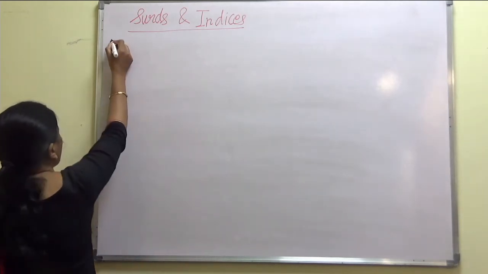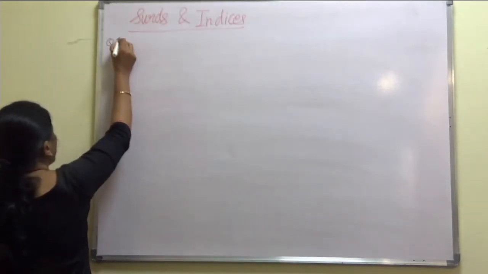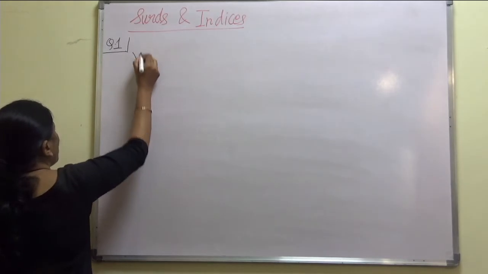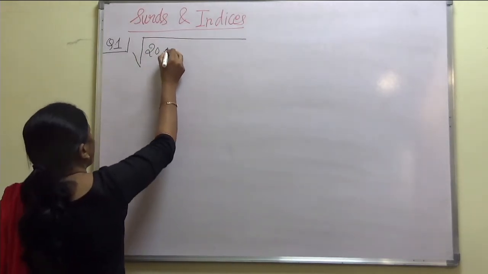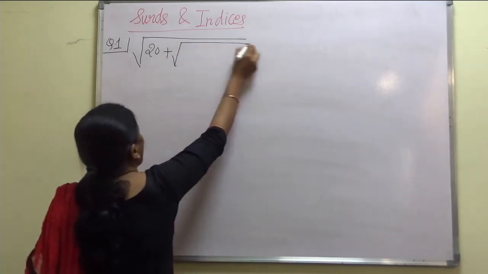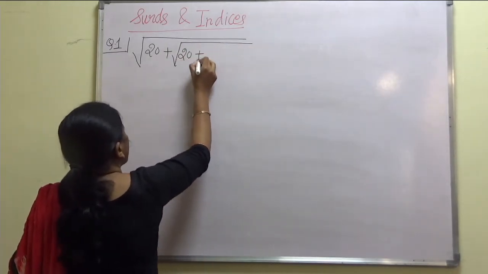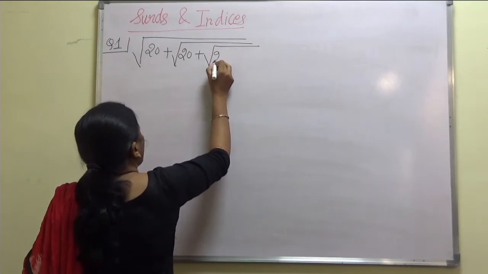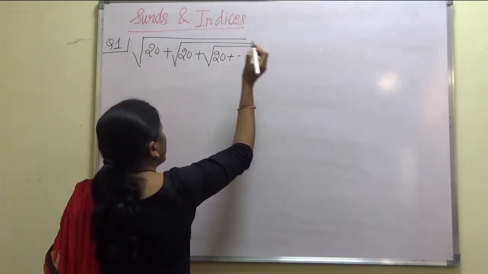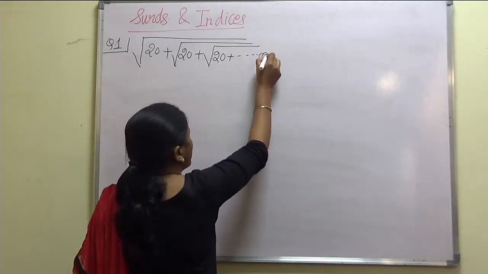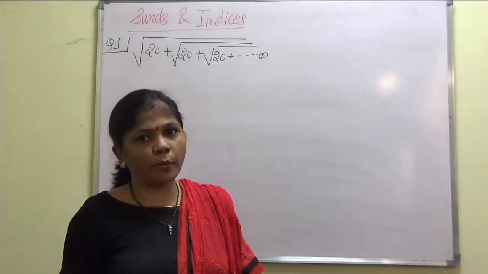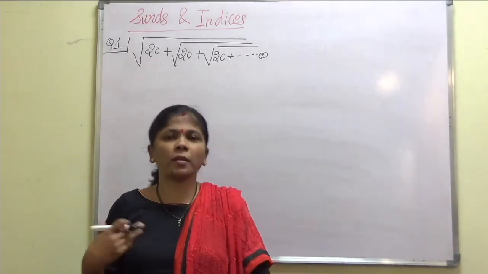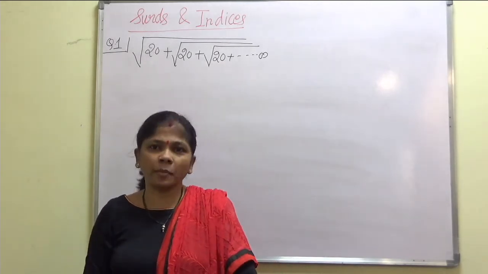So let us begin with the first problem. Suppose we have a problem of the form: square root of 20 plus square root of 20 plus square root of 20, and so on, up to infinity. It is asked to find out the value of this. The question may be asked to simplify, to evaluate, or certain choices will be given.